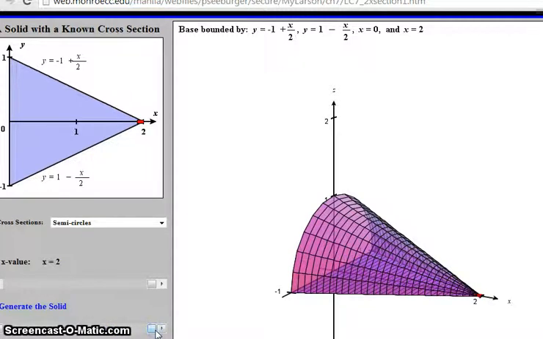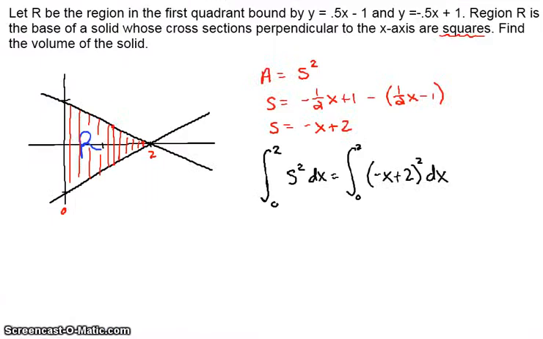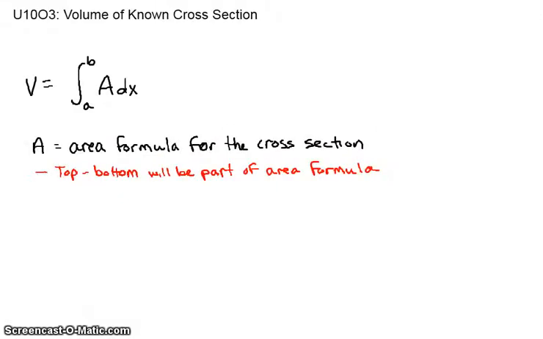But the big thing that we need to know is the volume of known cross-section is going to be the integral from a to b of A(x) dx, where A is your area formula for the cross-section.